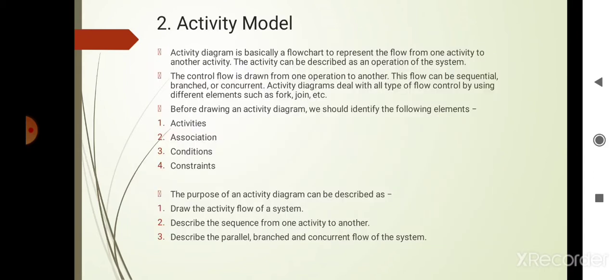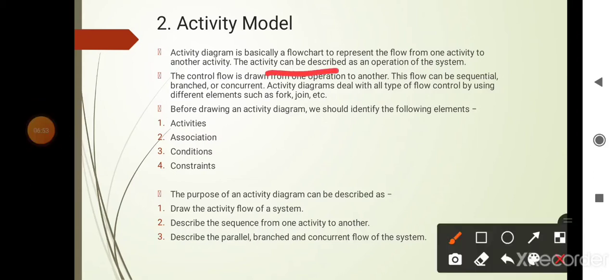The second model for behavioral modeling is the activity model. An activity model is basically a projection of the elements found in an activity graph, a special case of a state machine in which all or most states are action states and most transitions are triggered by completion of the activity in the source state. An activity diagram is basically a flow chart to represent the flow from one activity to another. These activities can be described as an operation of the system, and the control flow is drawn from one operation to another. The flow can be sequential, branched or concurrent.